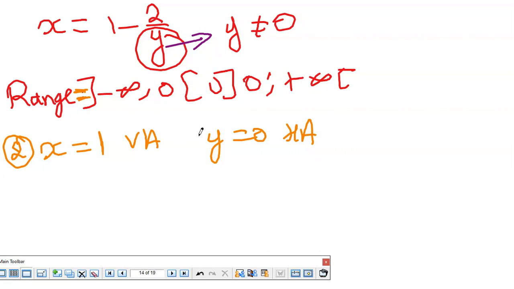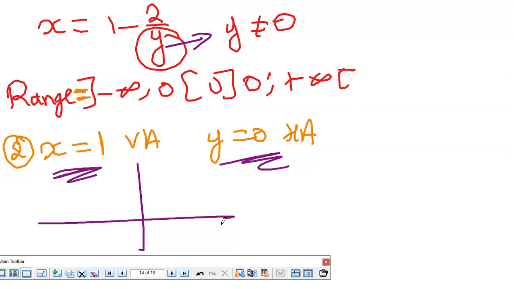From the domain and the range, I can deduce the vertical asymptote and the horizontal asymptote. So my vertical asymptote is x equal to 1. My horizontal asymptote is y equal to 0. And then I will be able to draw my graph by taking points.